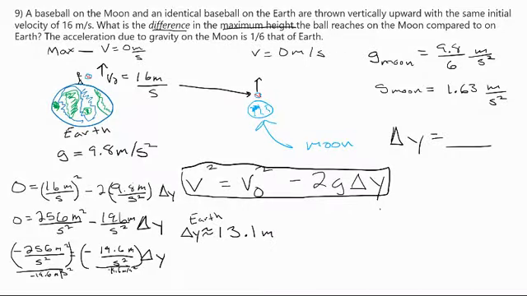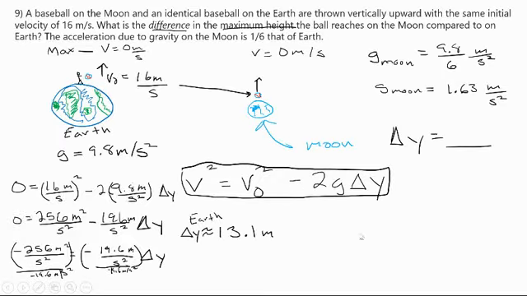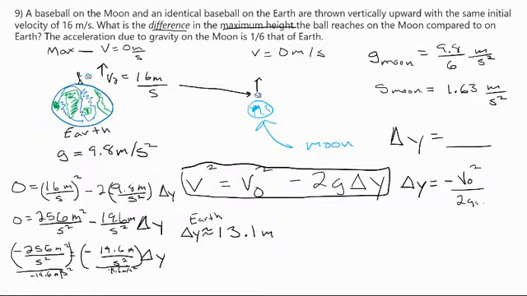So for the moon, and I'm going to simplify this a little bit. On the moon, you don't realize what I'm doing here, but I'm actually finding the final position, which is delta y, is equal to negative the square of the initial velocity over 2 times g, but in this case we'll do g moon. That is very frustrating.